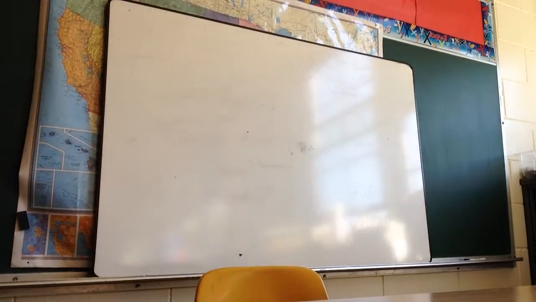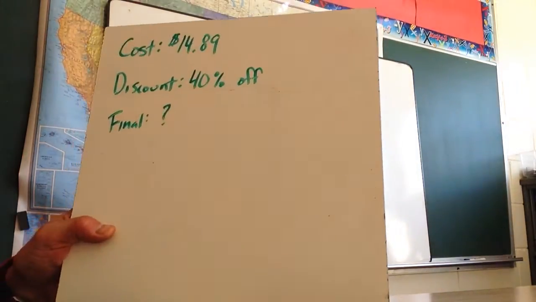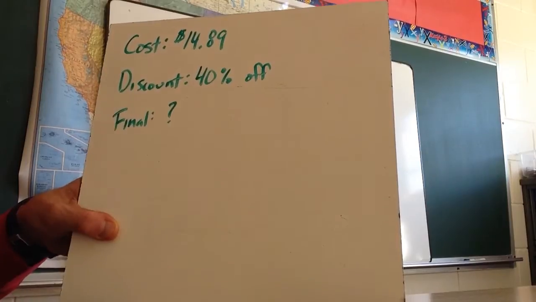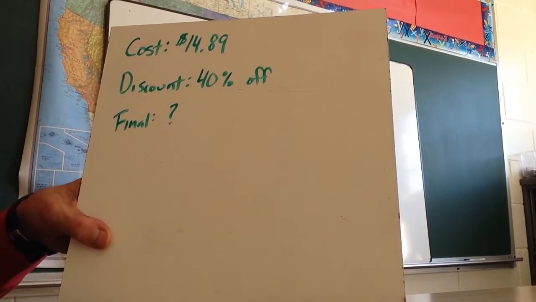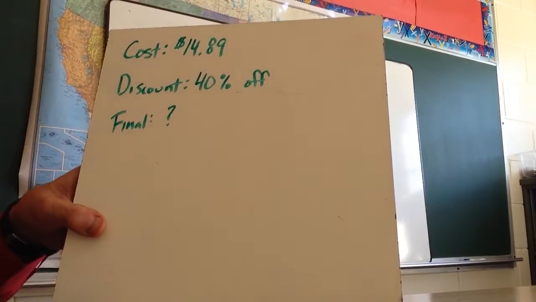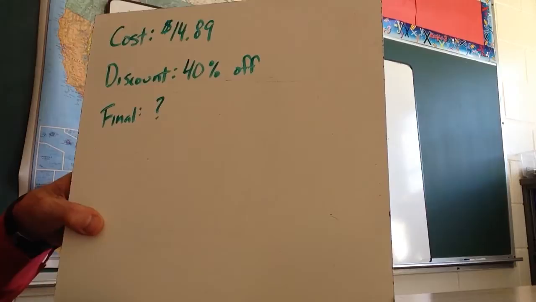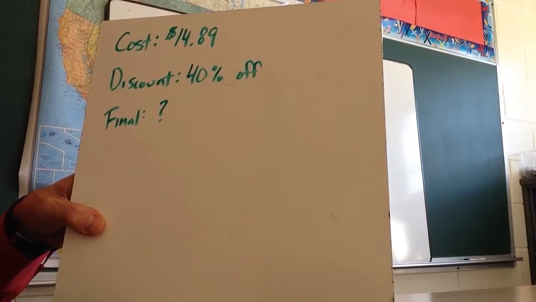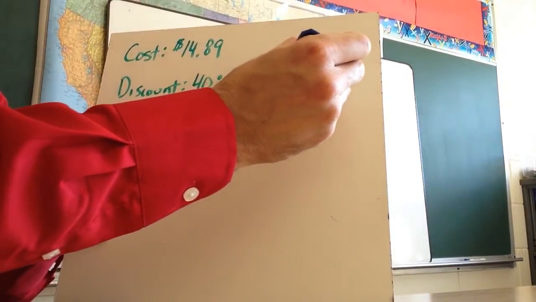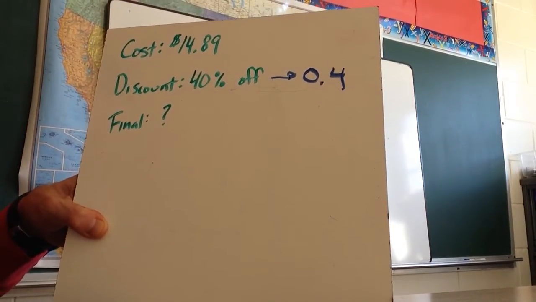All right, one final example, and that is the discount. So my cost is $14.89. I'm going to take a discount of 40%. What is the total cost? Now keep in mind, discount means my cost is going down. So at the end of this, my cost should be less than $14.89. So I'm going to take $14.89, and I need to change this into a decimal, and that's 0.4. Now be careful that you're not doing 0.04, because that would be 4%.